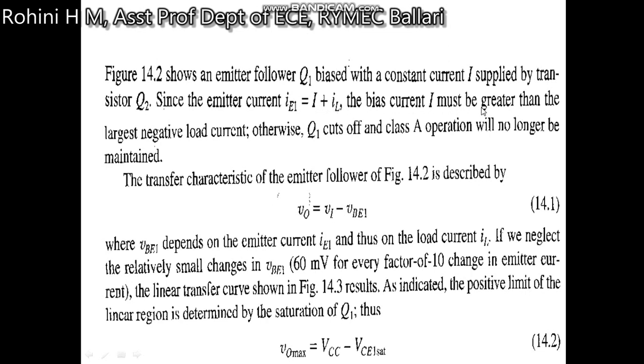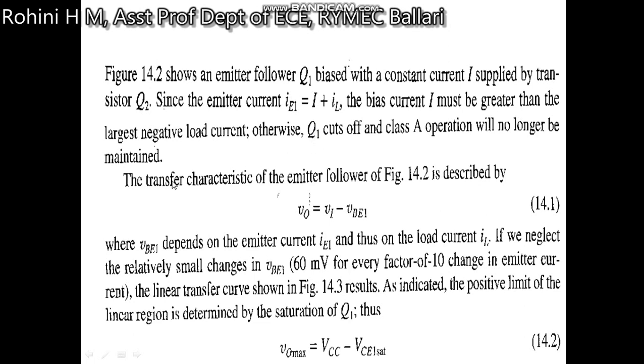The bias current I must be greater than the largest negative load current, otherwise Q1 cuts off and class A operation will no longer be maintained. So this bias current I must be greater than the negative load current. If IL is negative, I must be greater than this load current, so that the operation of Q1 will not enter the cutoff region.